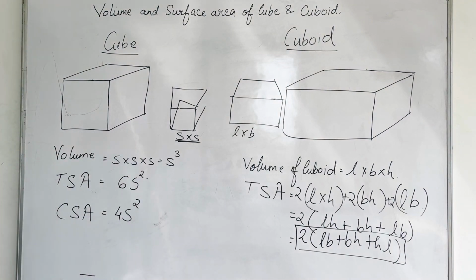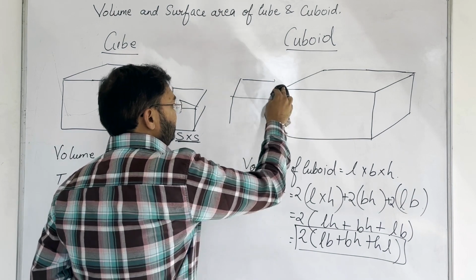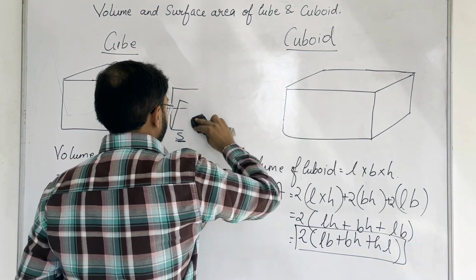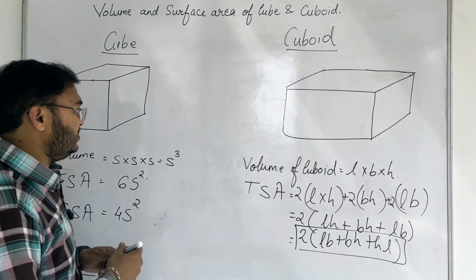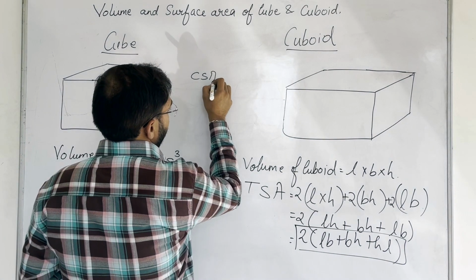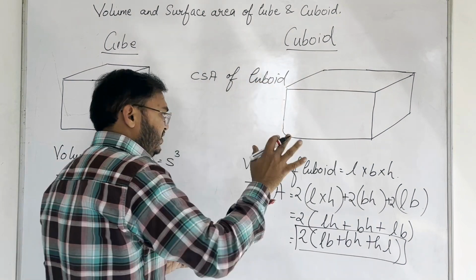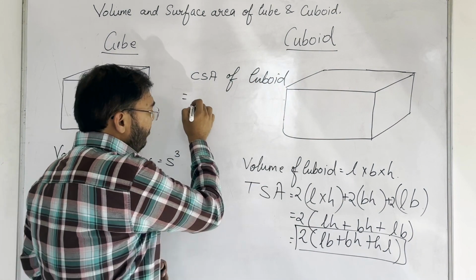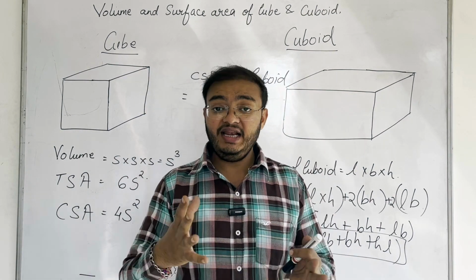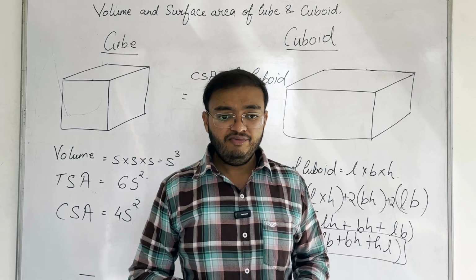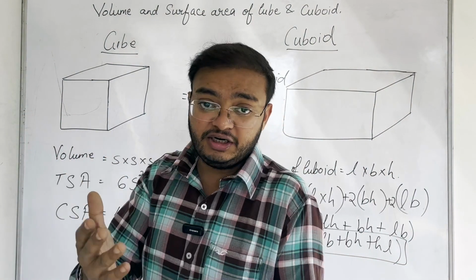Same way, now you just tell me that if I want to find the CSA of cuboid, that means curved surface area of cuboid, then what do you think? What would be the answer? Now, as I told you that in the curved surface area, we will eliminate top and bottom. We'll be only talking about the 4 walls which we can see around. We will not consider top and bottom.